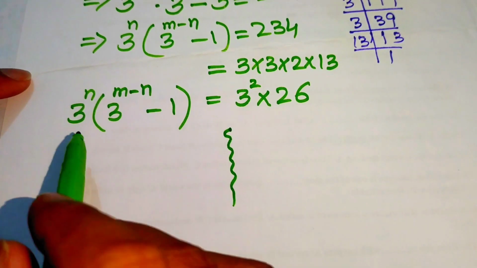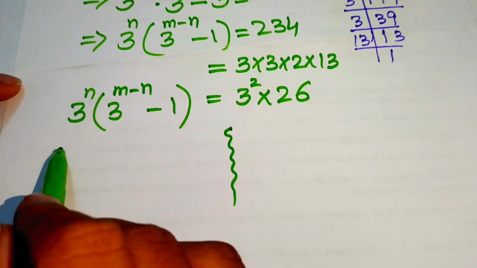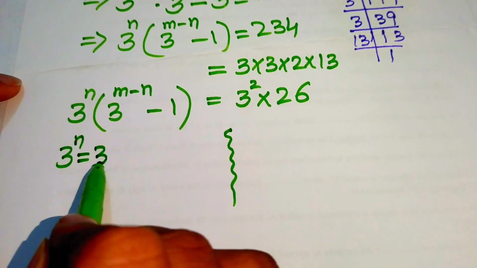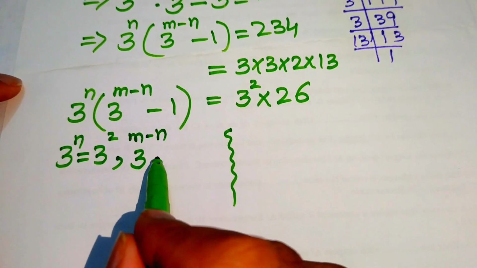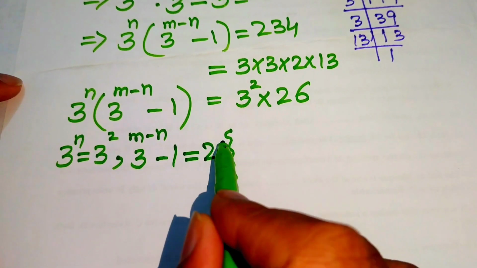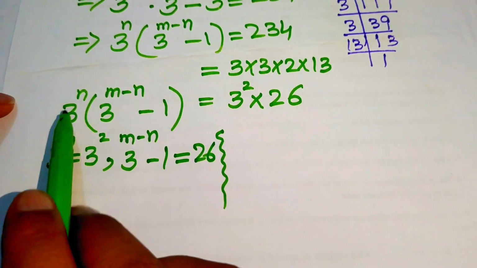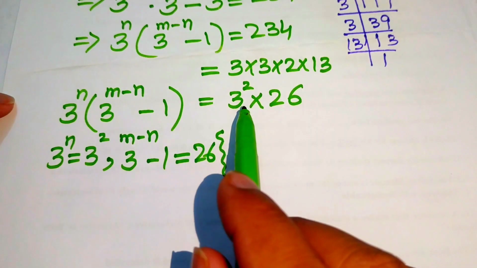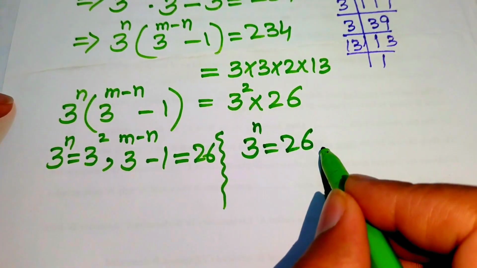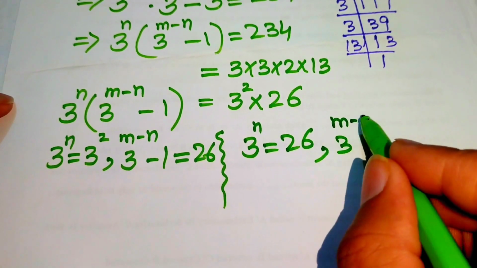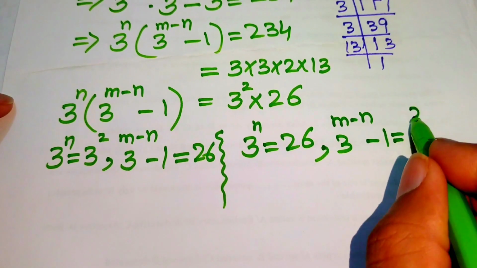Our first case is we compare the left hand side to the right hand side in this way. We take 3 to the power of n equals 3 square, and we take the second factor 3 to the power of m minus n minus 1 equals 26. Similarly in the second case we compare 3 to the power of n equals 26, and 3 to the power of m minus n minus 1 equals 3 square.